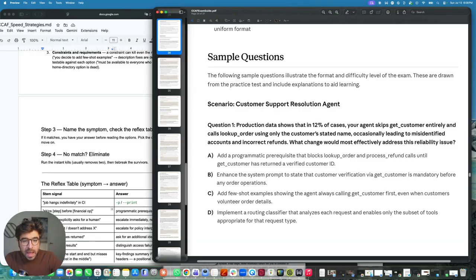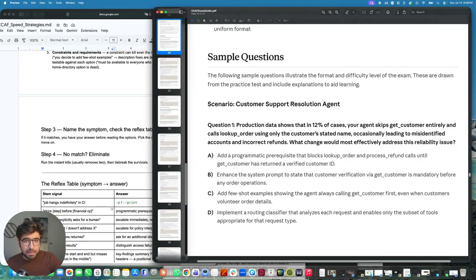Option C: add few shot examples showing the agent always calling get customer first. This is the same problem. Few shot is a real technique. It's a correct answer to other questions on this exam, but it reduces the failure rate and it doesn't eliminate it. And remember, we have a financial operation at stake here.